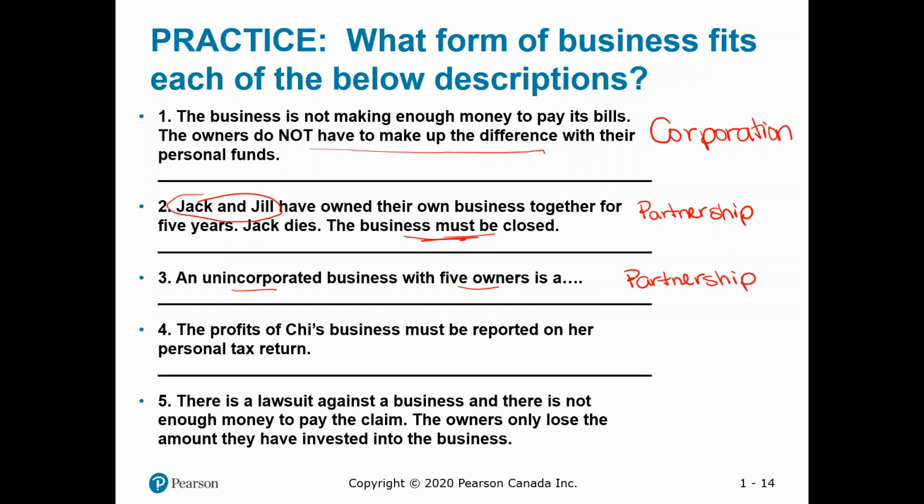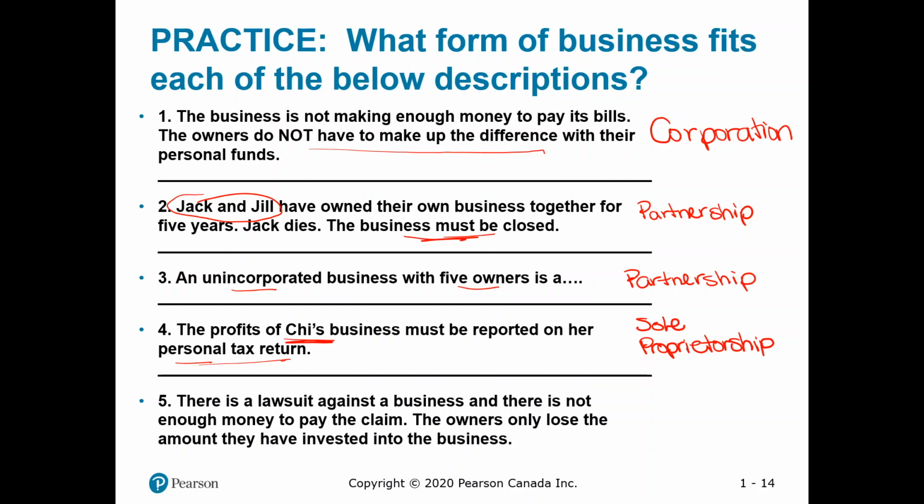Number 4, the profits of Chi's business must be reported on her personal tax return. So here it's only telling us about one owner, so it's not a partnership. And the income must be reported on her personal tax return. So the only time you can have both of those is if it's a sole proprietorship. You could have just one owner under a corporation, but it would be reported on a corporate tax return, not personal. So this is a sole proprietorship.